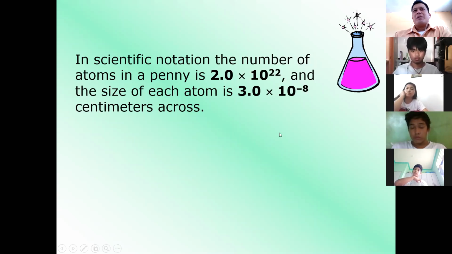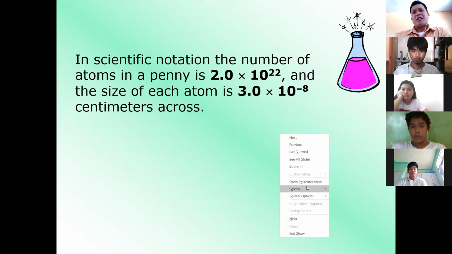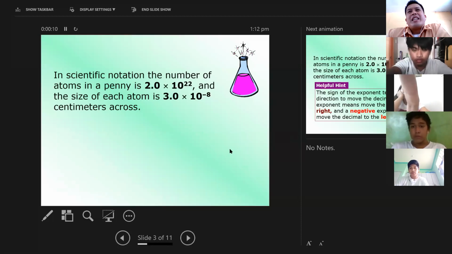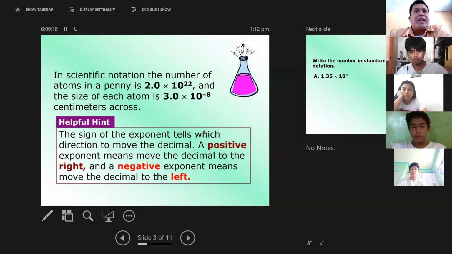Okay? What have you observed with the scientific notation, class? What have you observed there? The exponents, 22 and negative 8, right? Notice that it is positive 22 and then the other one is negative 8. So let me give you a little hint there. The sign of the exponent will tell you the direction of the decimal. For a positive exponent, it means that the decimal moves to the right.